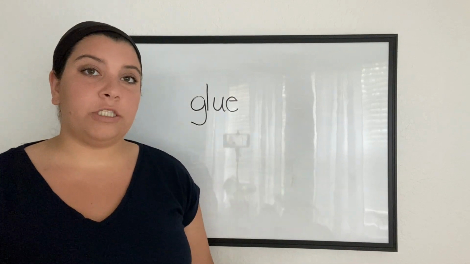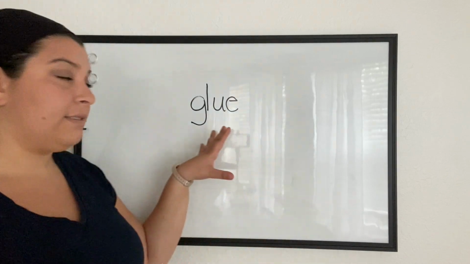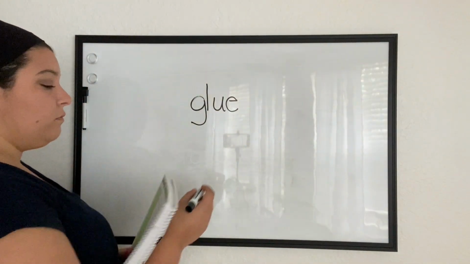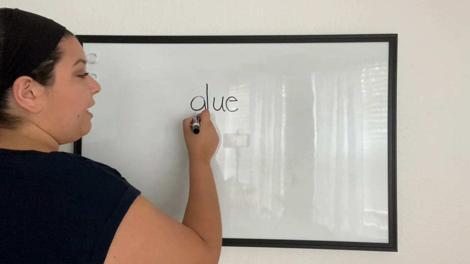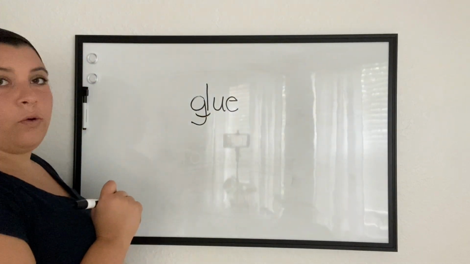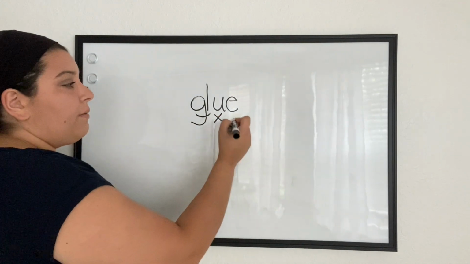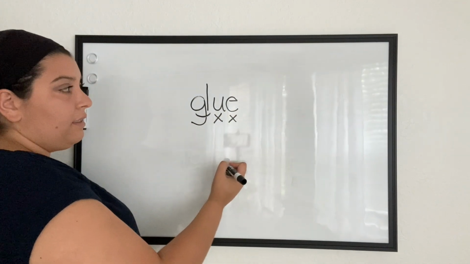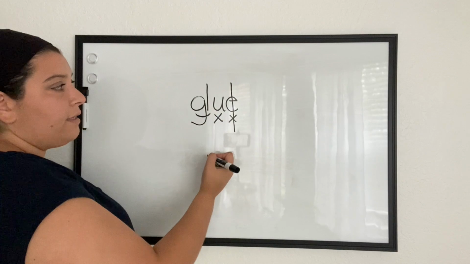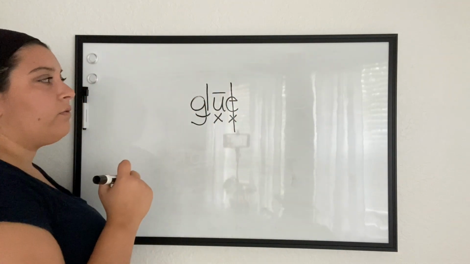But the first thing we're going to do is mark this word as is right here. So I see a GL blend, so I'm going to give that an arc. I see my first vowel is U and my second vowel is silent E. I'm going to mark my silent E and mark my long vowel U. So my word is glue.